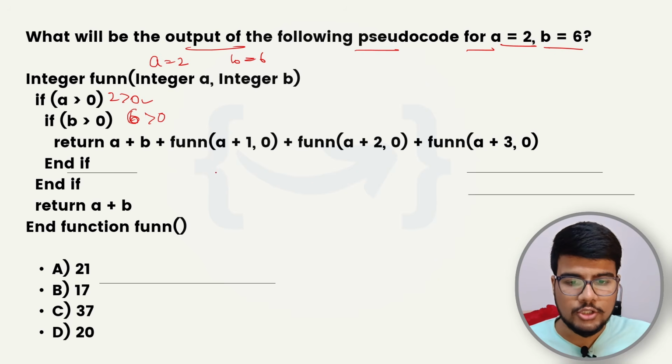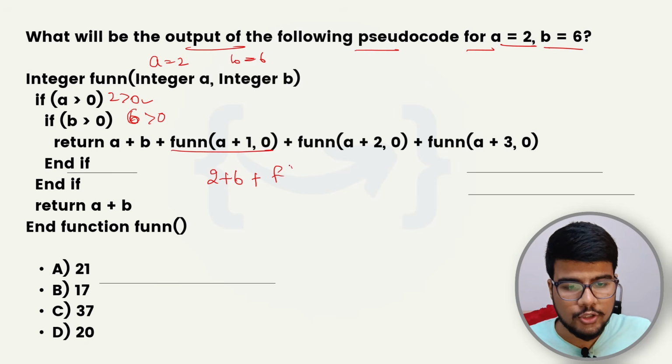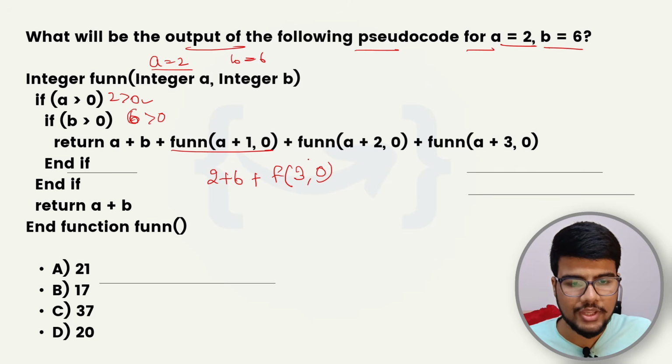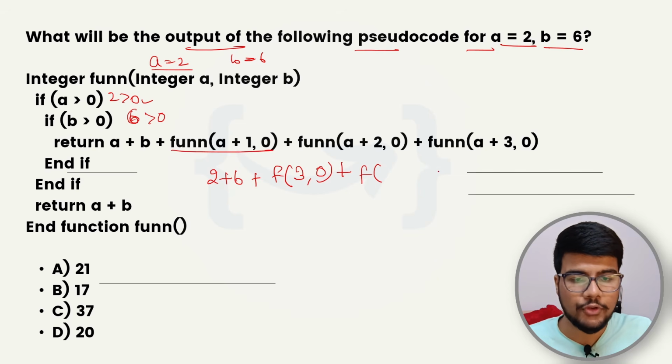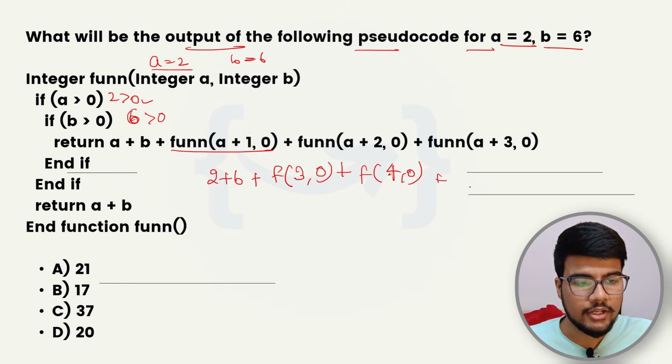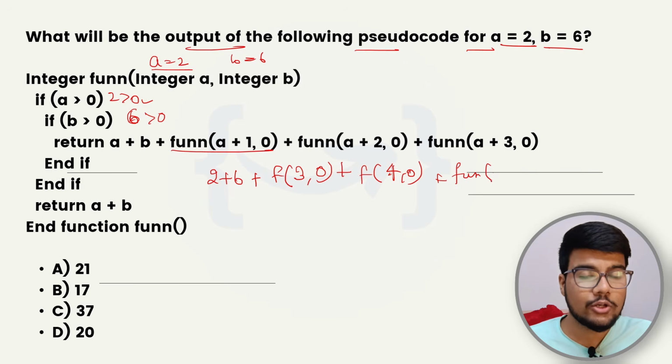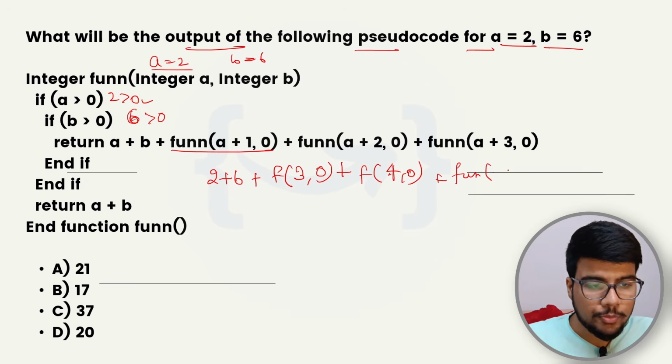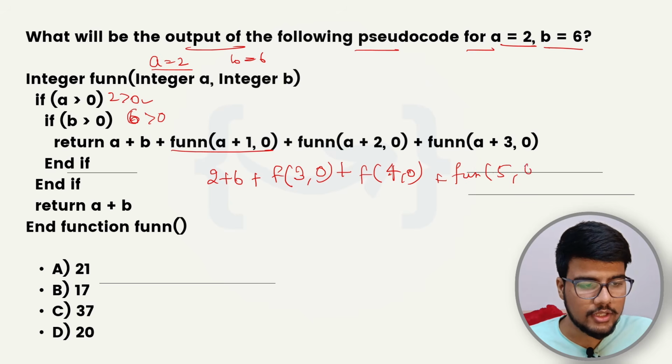Okay, so yeah, 2 plus 6 plus a function call where a new function is being called with an incremented value of a. So previously it was 2, so it becomes 3 comma 0. Now plus again a function call where I am incrementing twice the a value. So 2 plus 2 becomes 4, and 4 comma 0 because I am not incrementing on the b side. And again the function call. Great. So what is the situation now? I need to increment thrice. So 2 plus 3 would be 5 and it would be 0.